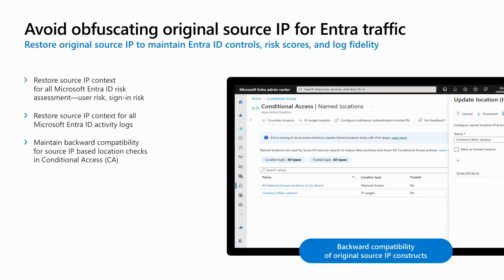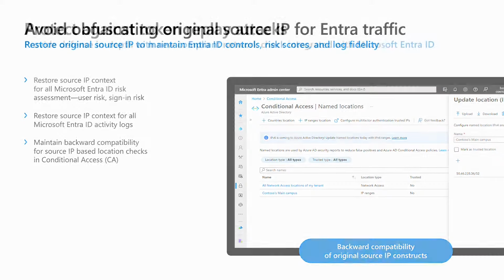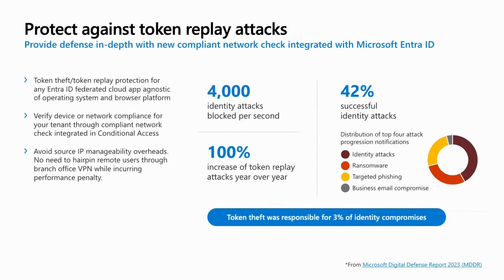Now, let's get into our enhanced security capabilities. With the rise of identity and token replay attacks, we have introduced new capabilities to help protect your organization and ensure your mobile workforce is secure. We provide token replay protection with a new compliant network check on the authentication plane for any Entra ID federated application, including Microsoft 365. The compliant network ensures users connect from a verified network connectivity model for the specific enterprise tenant and is compliant with all the network security policies that you've enforced.